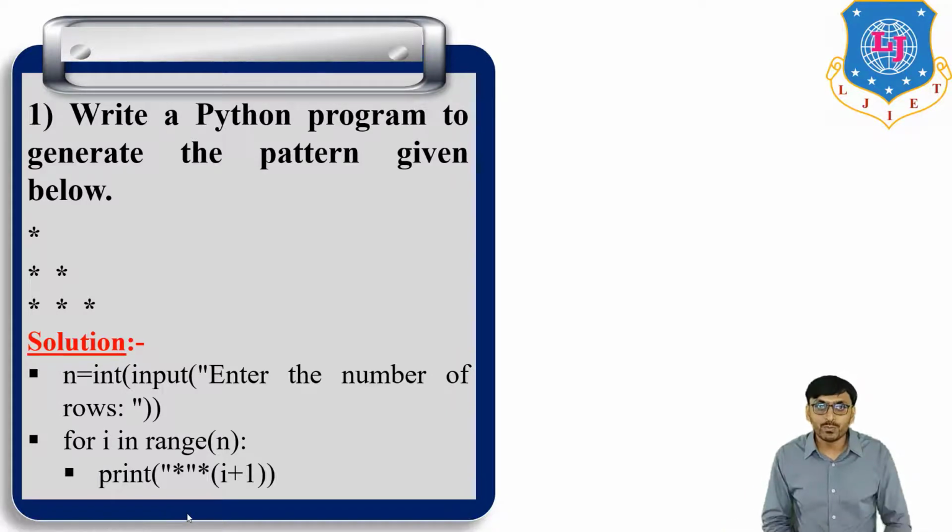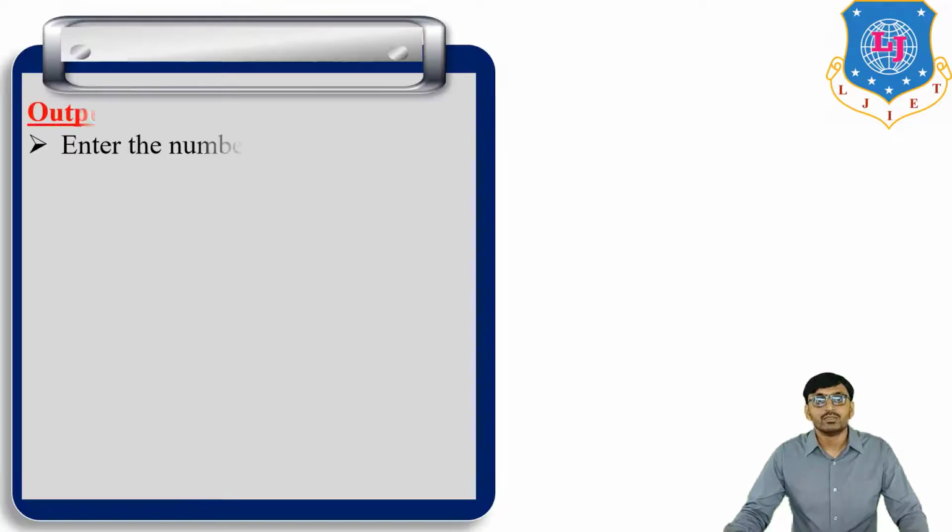The for loop is used to iterate over every element of a sequence: i is equal to 0, i is equal to 1, i is equal to 2. So if we run the program and enter the number of rows as 3, then we get this pattern: star 1 time, star 2 times, star 3 times.